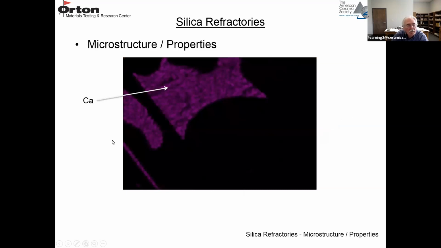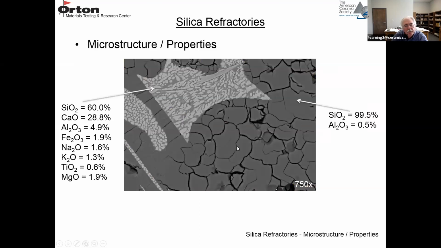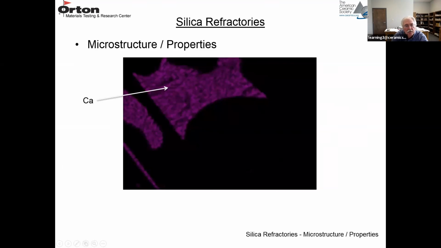We can also map some of the other elements, and we mapped calcium, and it's in the area where the calcium silicate glass is, and this is purple. You can see that its location corresponds to these bright phases. So that's where the calcium silicate or wollastonite crystallized.